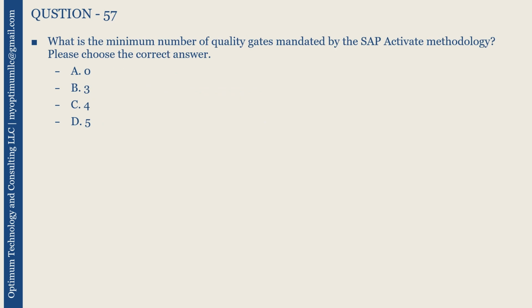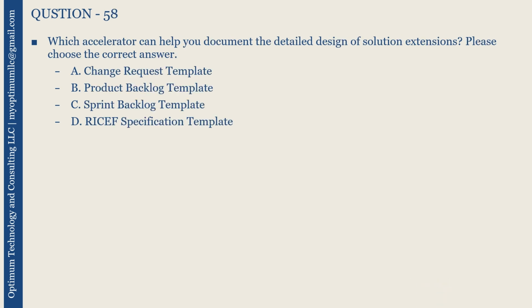Question 57. What is the minimum number of quality gates mandated by the SAP Activate methodology? Please choose the correct answer. A. 0. B. 3. C. 4. D. 5.